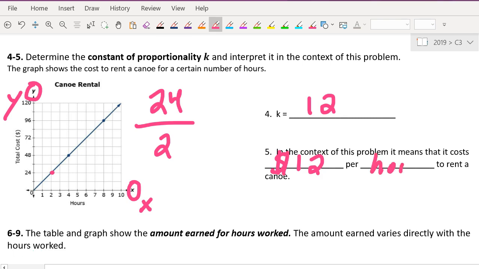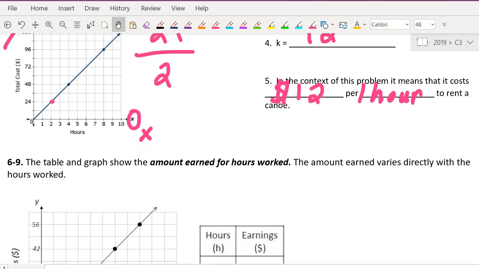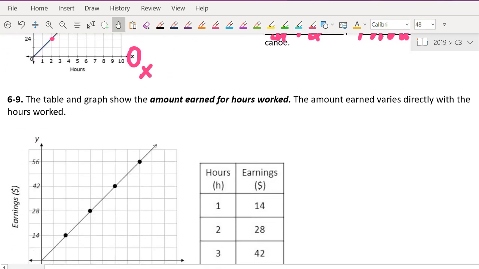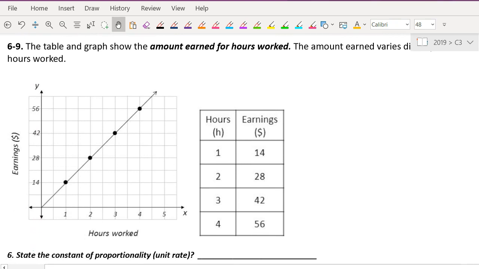We should put 1 hour. $12 per 1 hour to rent a cannoli. Cannoli! That's a food. You can't rent food? Yes, you can rent it. You could rent cooking utensils. You can rent it if you don't eat it. Anyways.